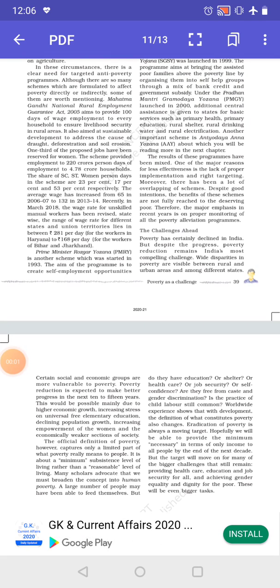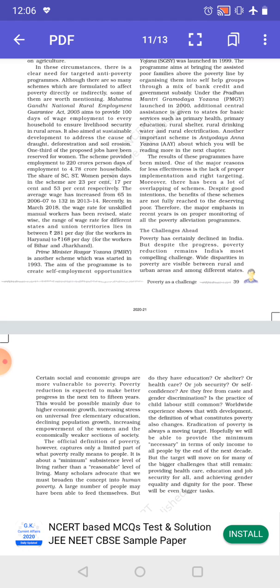Now, the last topic of the chapter, the challenges ahead. As we have gone through the whole chapter, we saw that poverty has declined in India as well as in the other countries of the world also. But despite this decline in poverty and this progress, poverty reduction remains India's most compelling challenge.